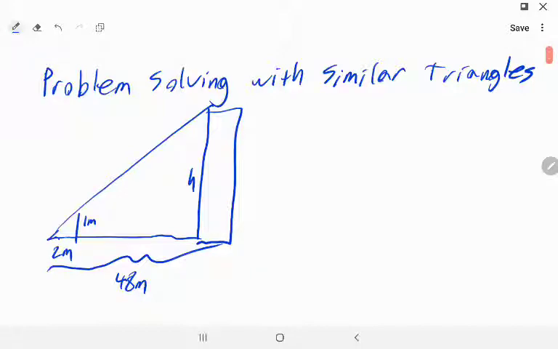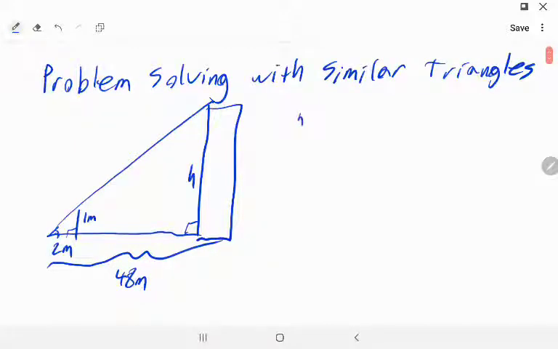we know that they both form right angles, and the shadows have the same angle, and so by angle, angle, angle, they have to be similar triangles. That tells us that h divided by 1 has to match up with 48 divided by 2. And so we now know that h has to equal 24 meters. So that's a nice easy version.